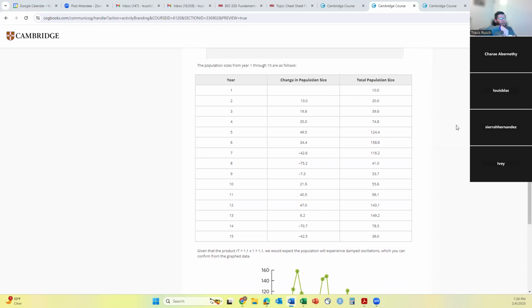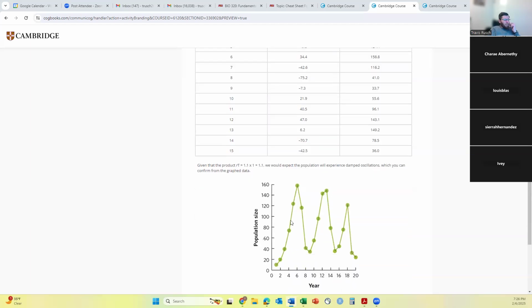And if you went ahead and you carried out that calculation, you see that some years the change in population is positive, some years it's negative, and we kind of see this slight dampening oscillation because the peaks are going down a little bit each year.